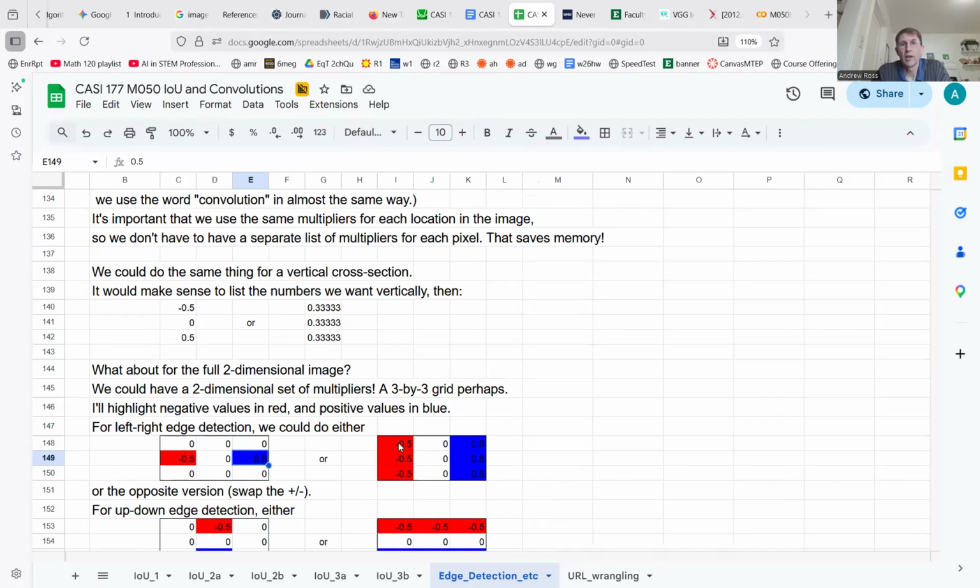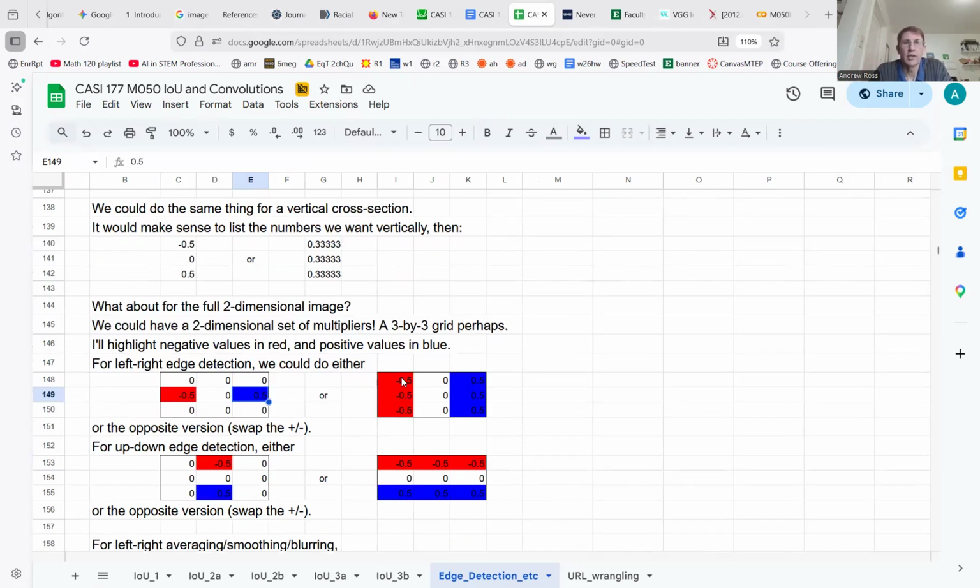Or we could have negative 0.5s in the first column, zeros in the second column, positive 0.5s in the third column. That would kind of be using pixels above this row and below this row to contribute toward detecting an edge on this row. Or we could swap the positives and negatives to get an edge detector that looks for edges the other way. For up-down edge detection, we could have mostly zeros, but with a negative 0.5 in the upper middle and a positive 0.5 in the lower middle. Or we could have negative and positive 0.5s all across the rows.